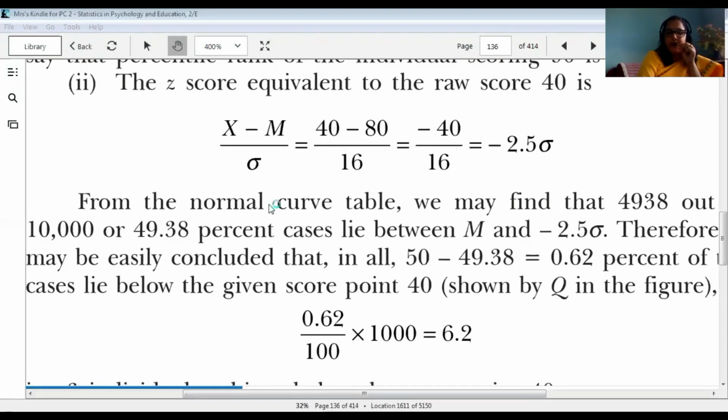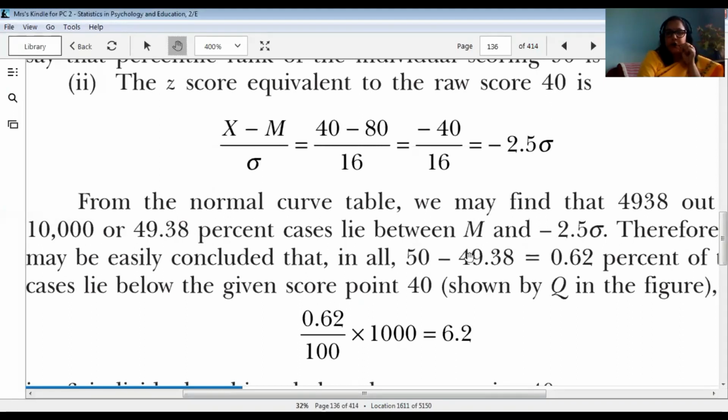4938 out of 10,000 or 49.38% cases. It means we have 49.38% cases lie between mean and minus 2.5 sigma. Now our work is to find out the number of individuals scoring below the score point 40.